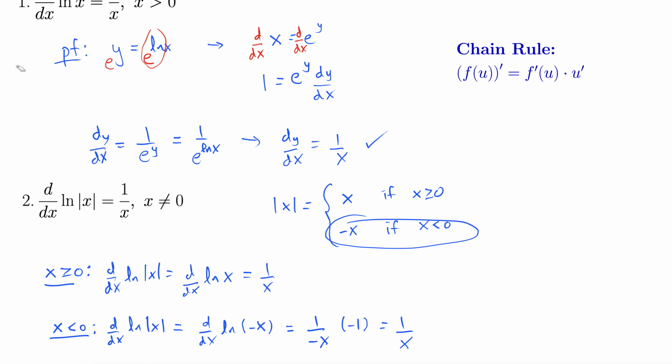So let's fix one thing here. This case should actually just be x greater than 0, because we can't have x equal to 0 in there. Okay, so there we go. There we have it. 1 over x no matter what. That takes care of that.